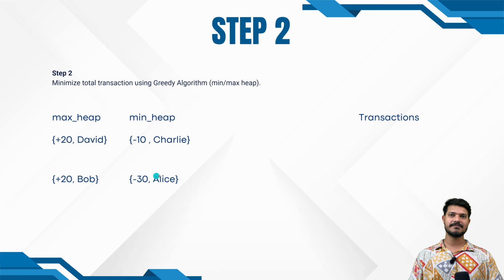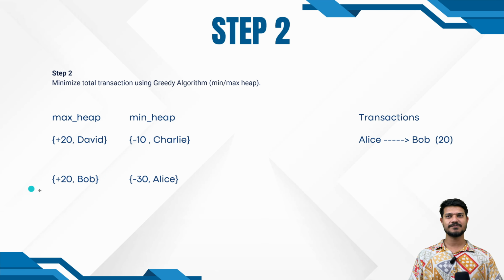Okay, so what is the max that could be settled as of now? That would be the minimum of these two, 20 and 30. When I'm saying minimum, I mean the absolute value, like 20 and 30. I'm not talking about their signs. So the minimum of 20 and 30 is 20. So Alice can make a transaction of 20 to Bob. So the first transaction could be Alice pays back Bob 20.